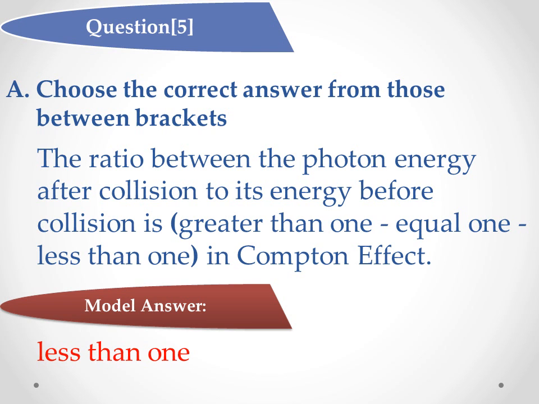Question 5. A. Choose the correct answer from those between brackets. The ratio between the photon energy after collision to its energy before collision is greater than 1, equal to 1, less than 1 in Compton effect. Model answer. Less than 1.